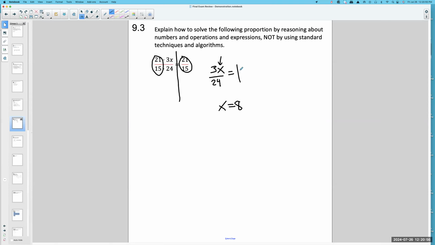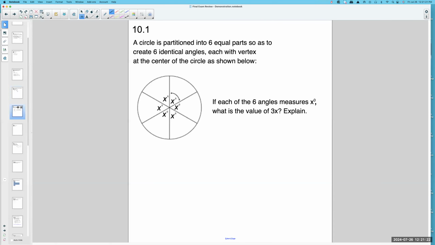Okay, that's how we reason about numbers instead of actually doing 21 times 3 is 63x over 15 times 24 is whatever. We're not doing all that. We want to be able to look in our head and immediately know that these are the same thing. So I need to multiply 1 times this. What do I need to get 1 here? If x is 8, 24 over 24 is 1.